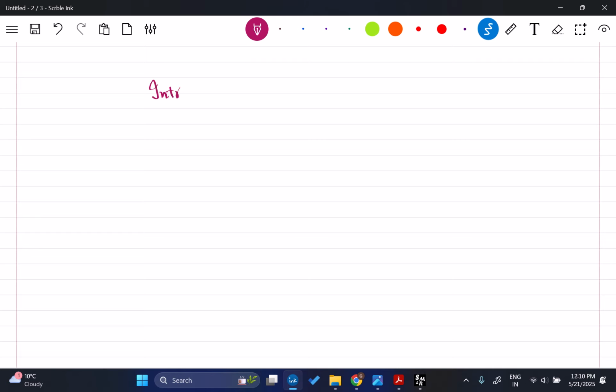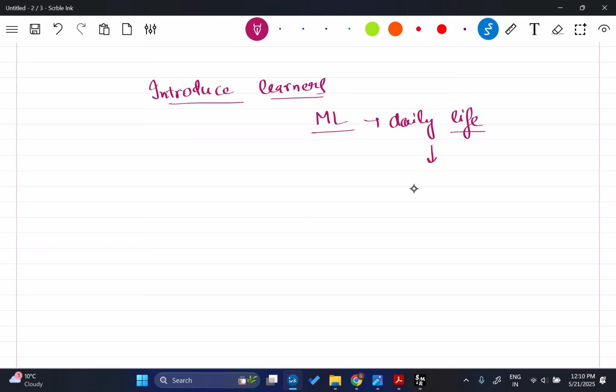The first section is to introduce the learners of this course to the role of ML, which stands for machine learning, in daily life. Where do we actually use ML in daily life, so that you can build an intuition about the concept of learning, how these machines are learning, and we are going to set the roadmap for the rest of the course.